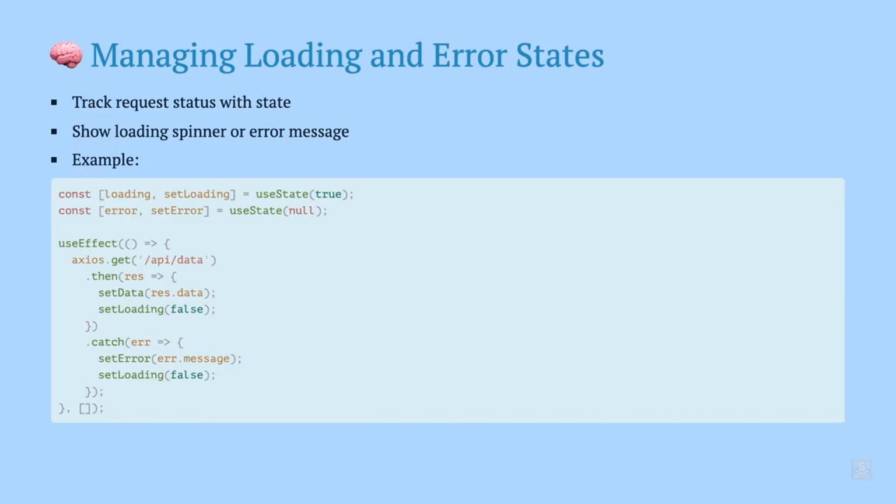In your request, axios.get('/api/data').then(res => setData(res.data); setLoading(false)).catch(err => setError(err.message); setLoading(false)). Show a spinner while loading, and display an error message if something goes wrong. This makes your app feel responsive and reliable.